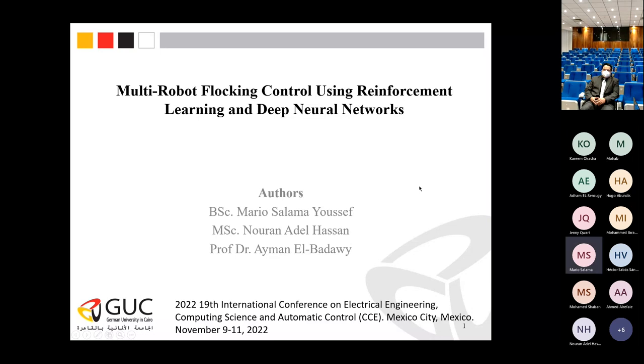Now moving forward to the algorithm on the reinforcement learning section. Multi-agent reinforcement learning is a fairly new topic, with many new algorithms emerging occasionally. An algorithm that was used before to solve multi-robot flocking control problem is the multi-agent deep deterministic policy gradient, or the MADDPG.